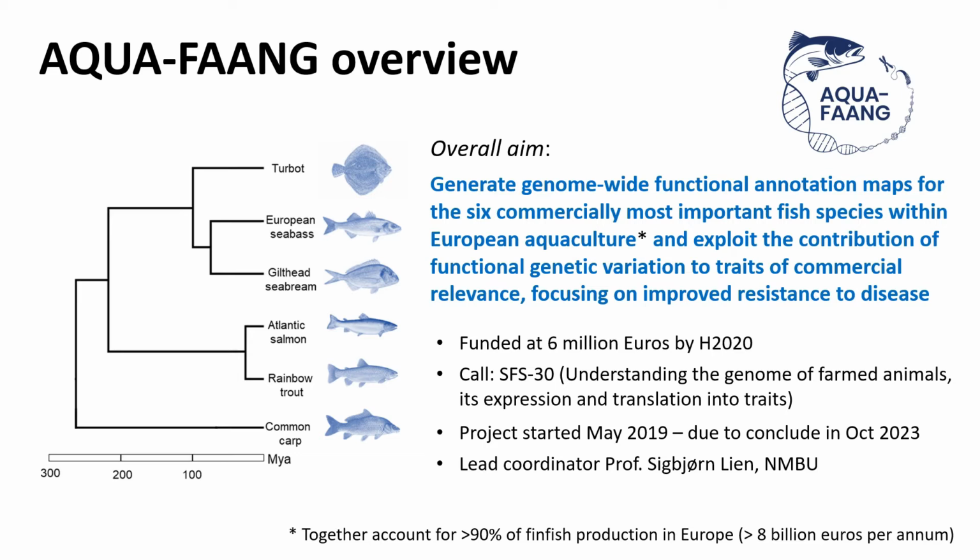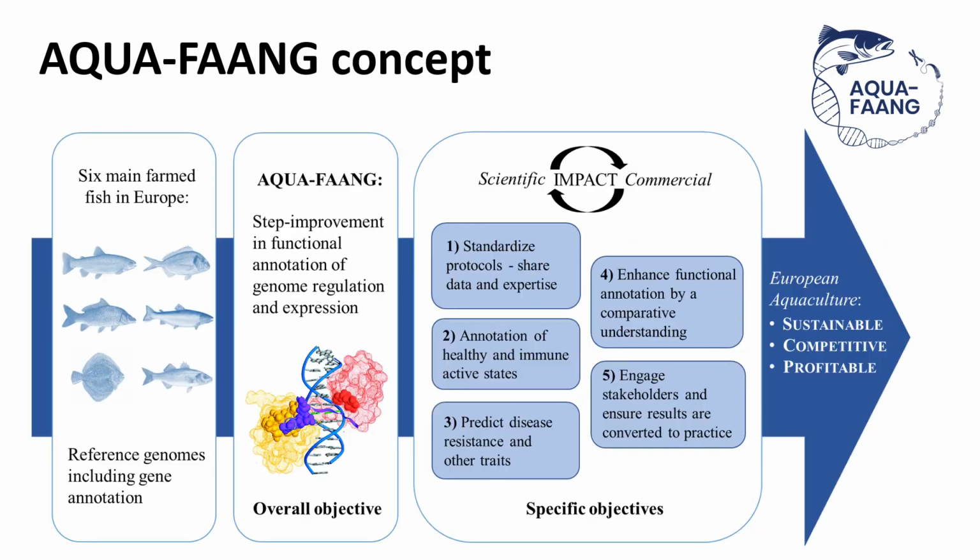This is a €6 million project funded by the European Commission Horizon 2020 scheme under the same call that funded the Bovreg and Gene Switch projects. So the concept of AQUA-FAANG is to improve the functional annotation of these key farmed fish species, with the overall objective being to have positive economic and sustainability impacts on the aquaculture sector, ensuring the results generated are being used in practice, particularly for genetic improvement in disease resistance.